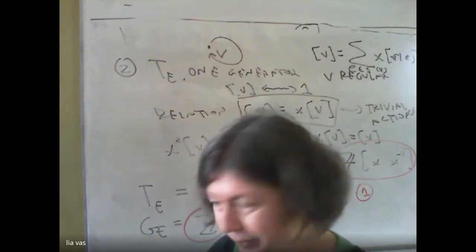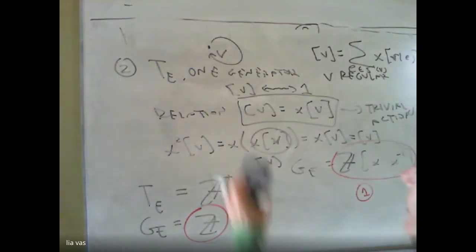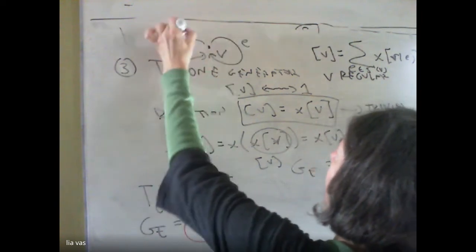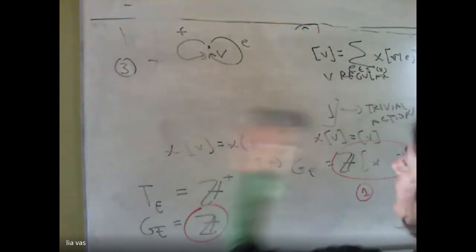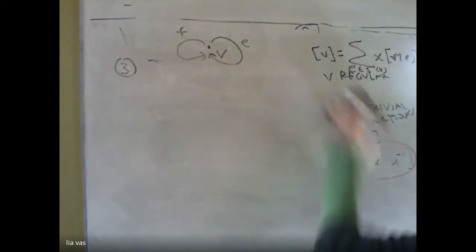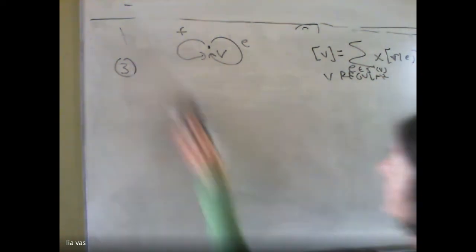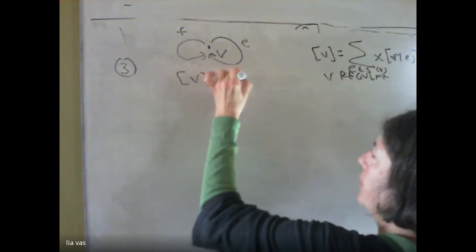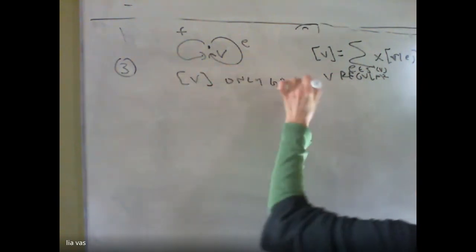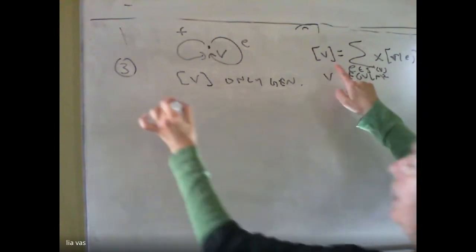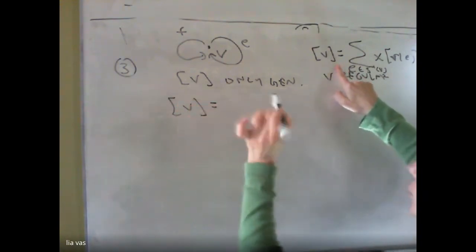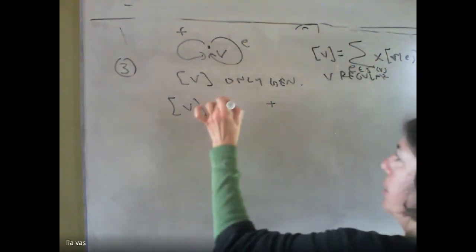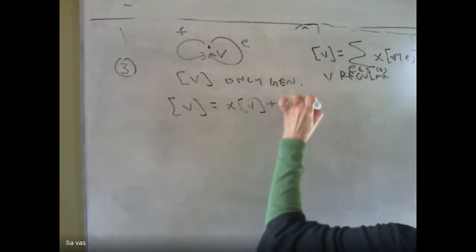Let's do another example. Let's now take a look at that rows. So here we still have one generator. And now our relation is such that V emits two edges. So there are going to be two terms here. And one edge ends at V, and the other edge also ends at V.